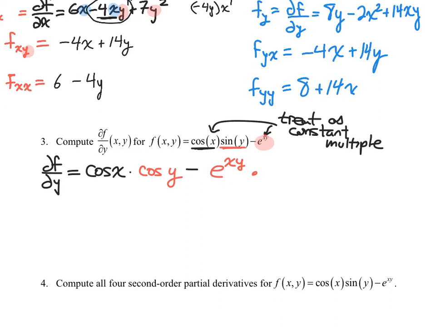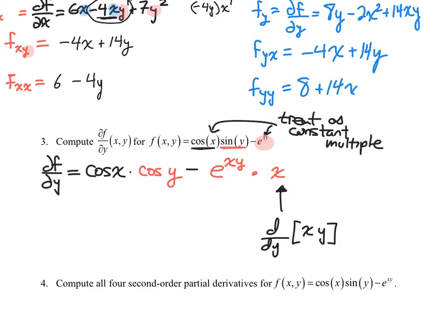I'll make a little note here. It's really saying d dy of just xy. So x is the constant multiple. We're treating it as if it were like a 2. So yes, you're right, it is going to be x. So I'm just going to pop that in there.